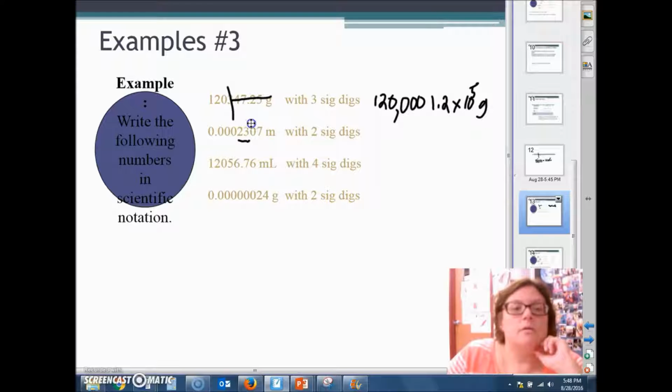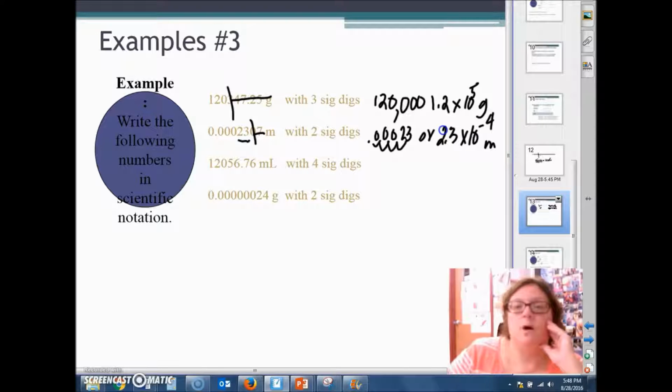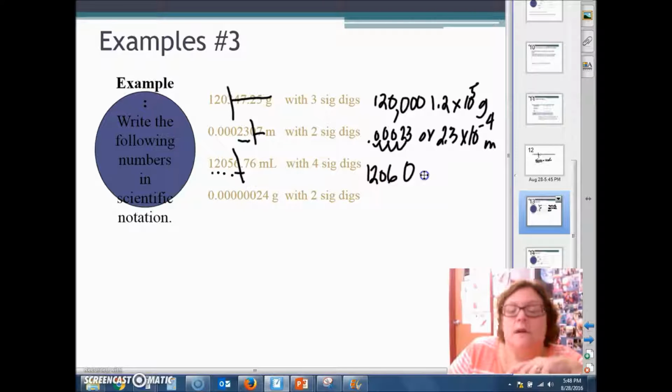All right. So we would round off here. That 0 won't round up, so we could either write it 0.00023, or change it 1, 2, 3, 4. 2.3 times 10 to the negative 4th. It got smaller. 4 significant digits. 1, 2, 3, 4. That 6 is where I'm going to cut it off. That'll round up, so I get 1, 2, 0, 6. But I have to have that placeholder. Once again, in scientific notation, we would move our decimal 1, 2, 3, 4 to the left. 1.206 times 10 to the 4th milliliters.